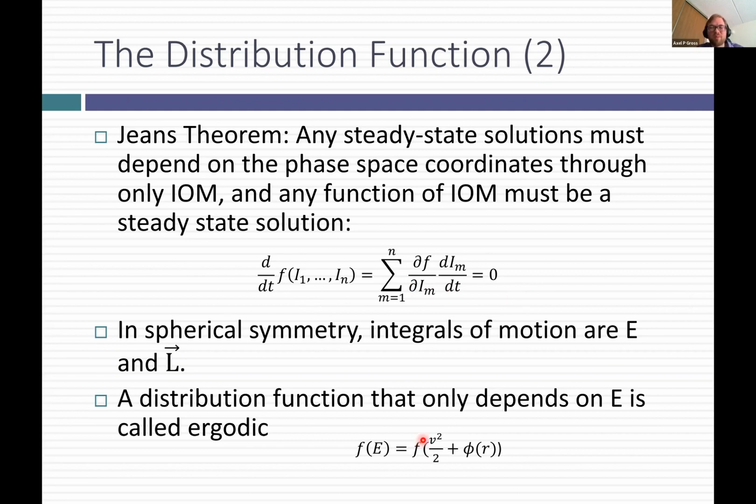So what I'm trying to say is that since we're interested in steady state distribution functions, our distribution function must be a function of these integrals of motion. And in the spherical symmetry that we're working in, the integrals of motion are the familiar conserved quantities, energy and angular momentum. So now we've said that our distribution function must be a function of energy and angular momentum. Furthermore, we're going to assume that the distribution function depends only on the energy, a property called ergodicity. So now we've taken this complicated 6-dimensional distribution function and reduced it to a function of only energy.